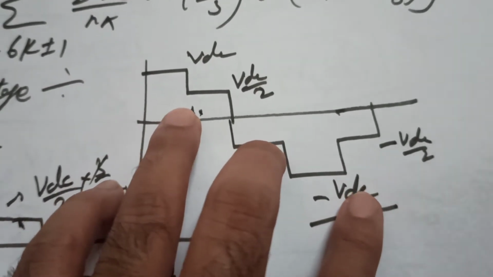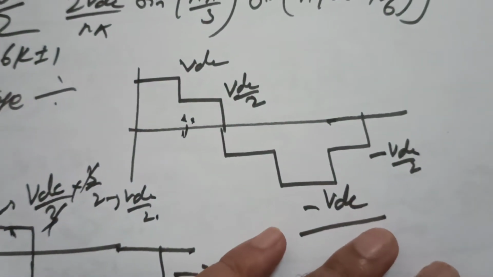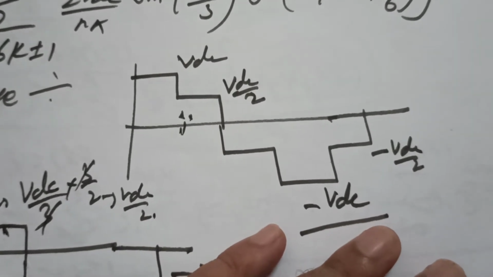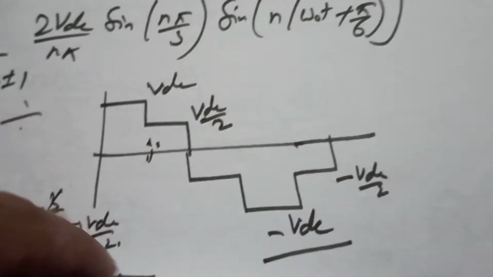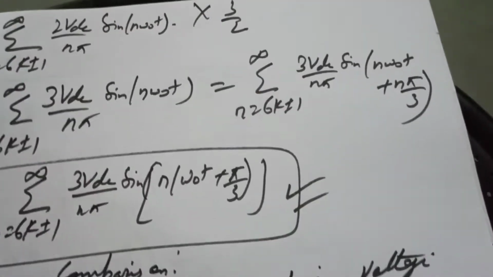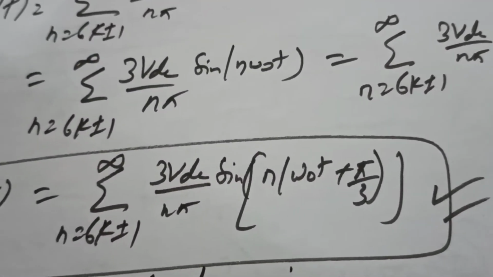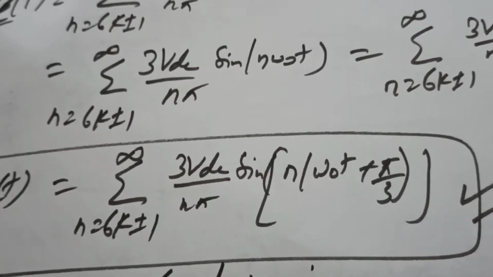This waveform is again advanced by pi by 3. So you have to put that pi by 3 here. Clear or not? Clear? Okay.